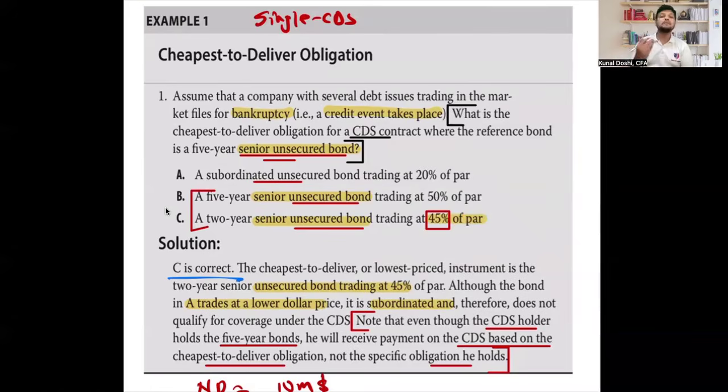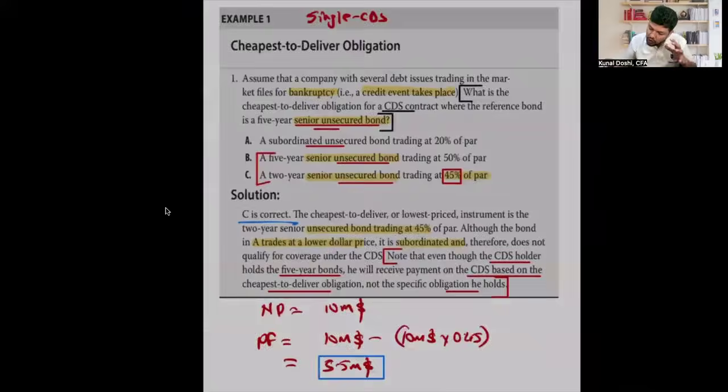So that is a 45% discount amongst 45 and 50, the one which is available at the lowest value amongst the same maturity, amongst the same credit level, or amongst the same seniority. That bond will be considered in order to pay if the bond defaults. So here, how do we process it?